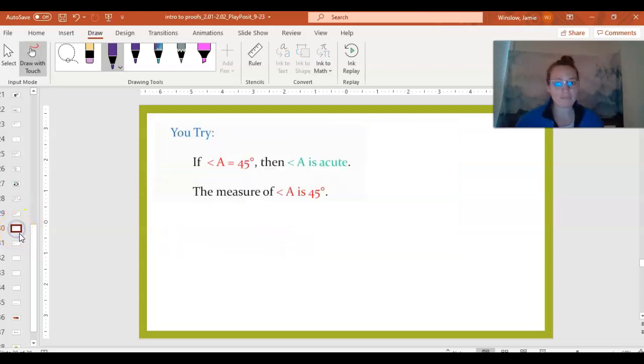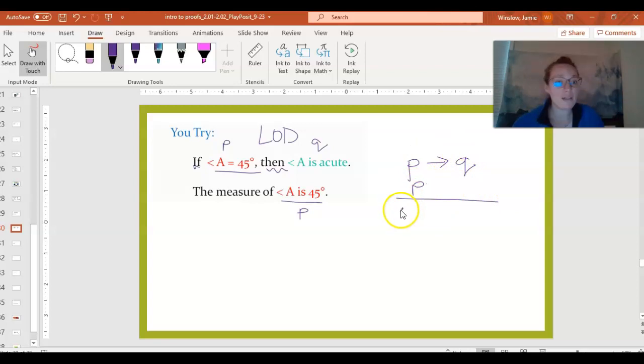Because of the second law, well, let's try one more LOD. I'm a labeler, so we're going to label it. This one doesn't have any P's and Q's yet. So I'm going to let this be P, this is Q, and let's make sure A is 45. Yep, that's P. So we do have P, Q. Remember, if-then can be written as P implies Q, then P. So we know by the law of detachment, Q must be true. So we would say angle A is acute.